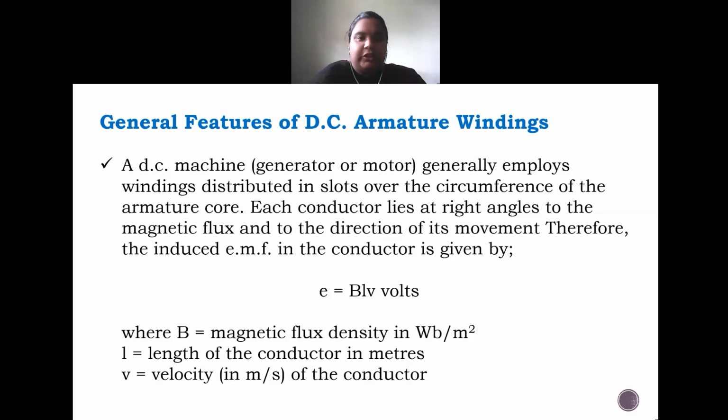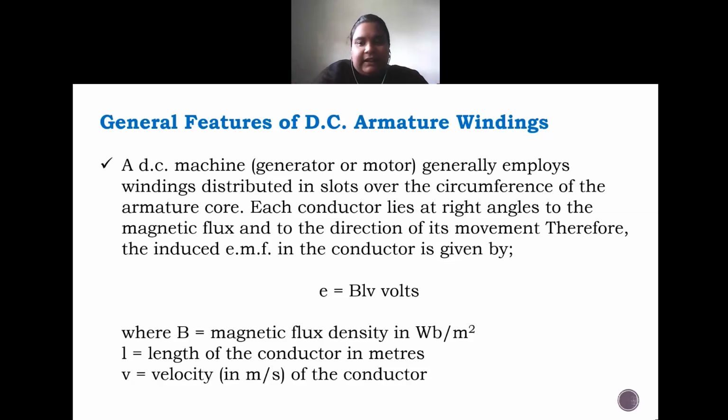In general, we are talking about a DC machine here. A DC machine, either generator or motor, generally employs windings distributed in slots over the circumference of the armature core. This we know, right? On the armature core, there will be slots in which armature windings are placed.